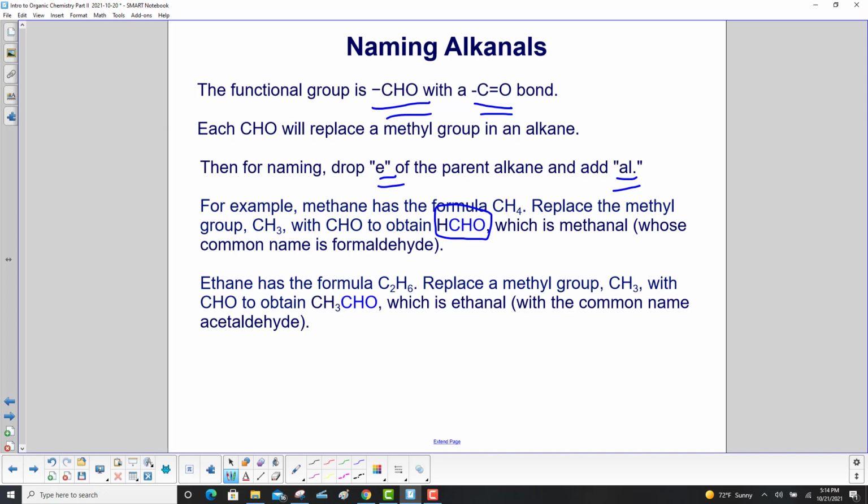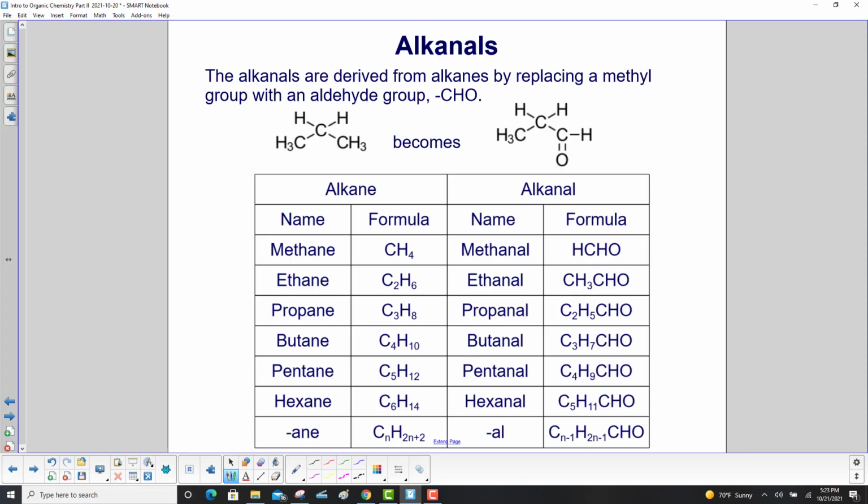Ethane has the formula C2H6. Replace the CH3 with CHO to obtain CH3CHO, which is ethanal, which has a common name of acetaldehyde. The alkanals are derived from alkanes by replacing a methyl group over here with an aldehyde group.